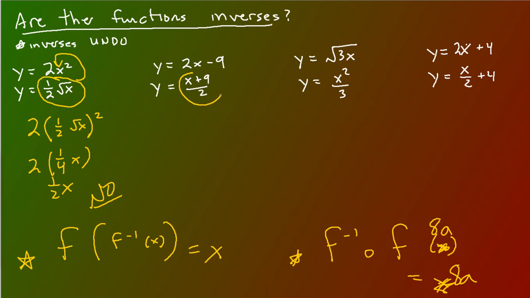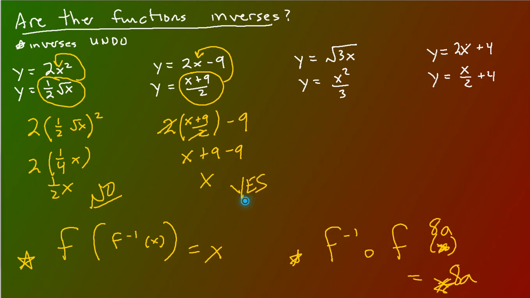All right, I'll pick this one. Now, it doesn't matter which order I do it in, but I'll do it this order. I'm going to put all of this into x in the other one. So I have 2 times x plus 9 all over 2, minus 9. Now I see that these 2's would cancel. So I have x plus 9 minus 9, and 9 minus 9 is 0, so I get x. So yes, those are inverses.